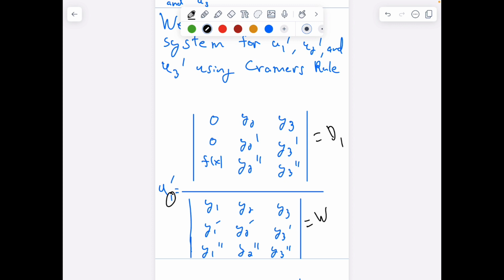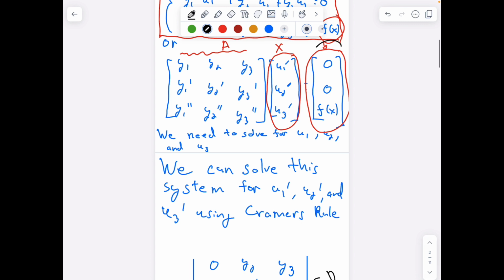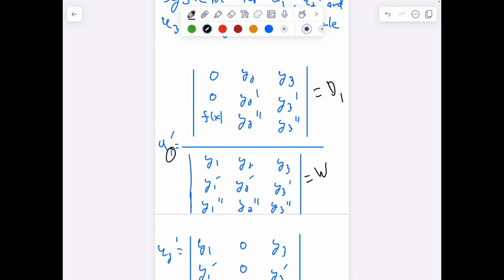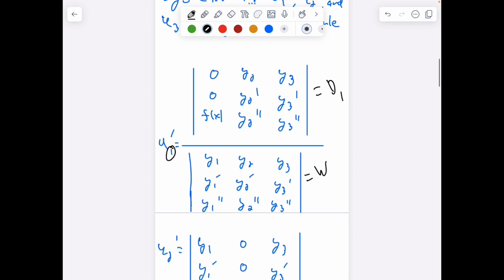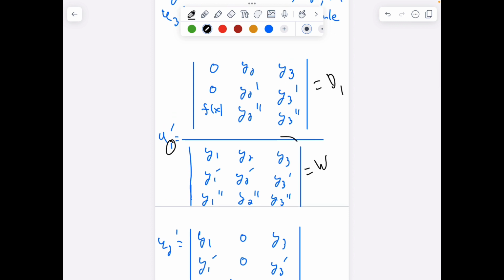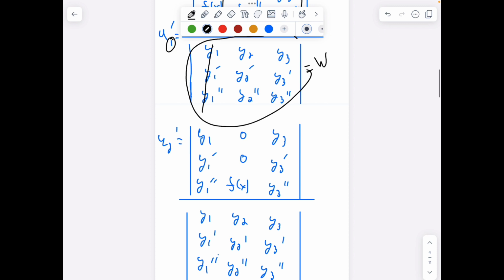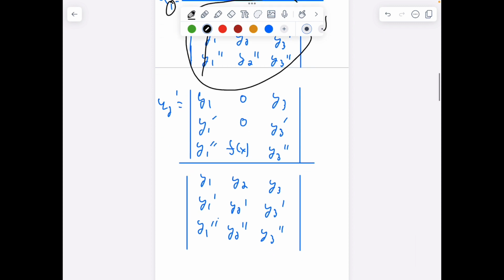Okay, so it's this value that we had up here, b in red. So my first column would be replaced by 0, 0, f of x, and the two other columns stay the same. You might say, what are you referring to? I'm referring to the Wronskian. So it's like this column gets replaced with 0, 0, f of x, and these two columns stay the same. And real quick for u2 prime, what would happen is that the second column in the Wronskian gets replaced by 0, 0, f of x, and the two other columns, the first and the third, they stay the same.